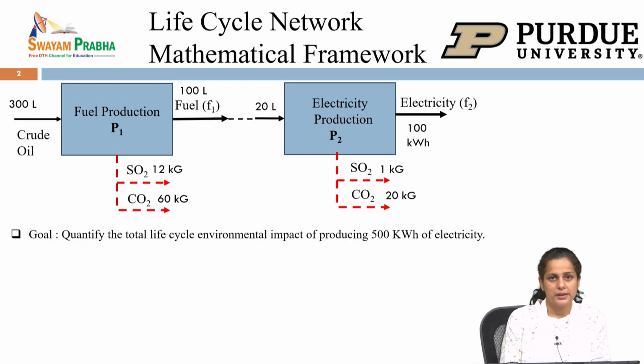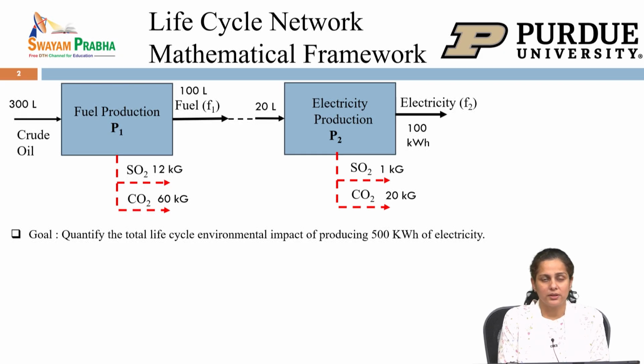So, the goal of our LCA, in which we only have these two systems included, which is the scope, is to calculate the life cycle environmental impact of producing 500 kilowatt hour of electricity. When you have this problem, the first thing we will do is develop the technology matrix and the intervention matrix and then set the final demand.